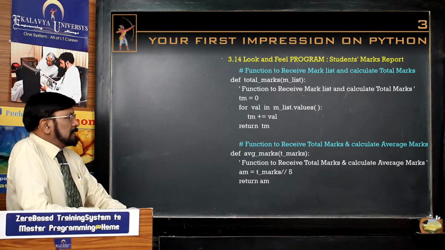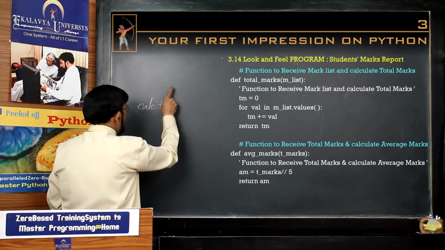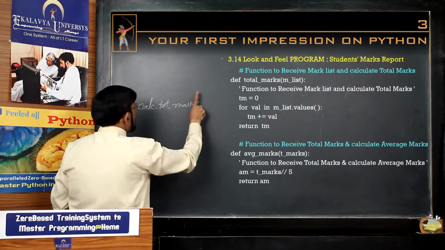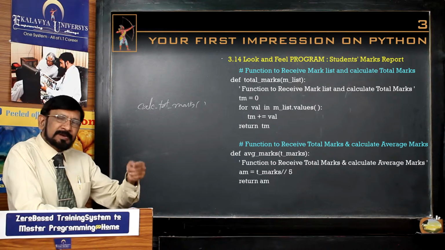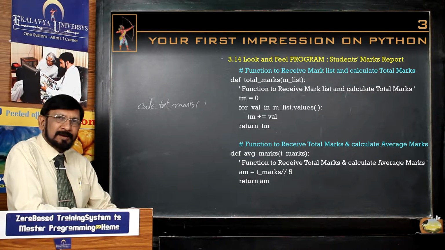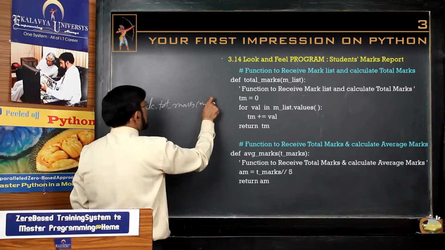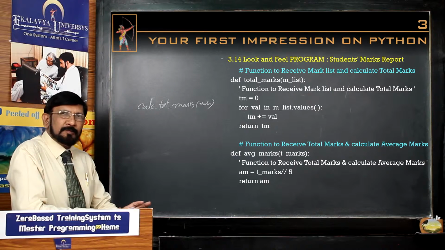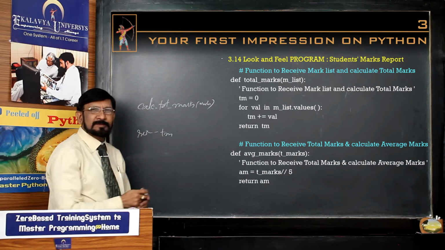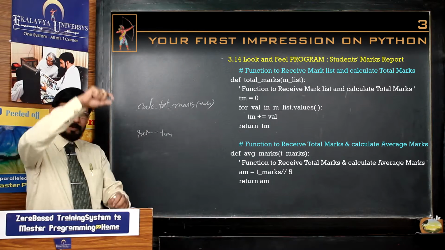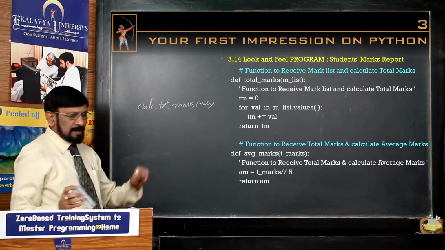Now the third function, total marks. You may better write calculate total marks. For calculating total marks, what information does this function require? This function requires mark list. See that I have given mark list here as the input. Then after processing, what does it return? It returns total marks. Always compare it to a machine: you give inputs, it processes and delivers the output. Okay, that is calculating total marks.